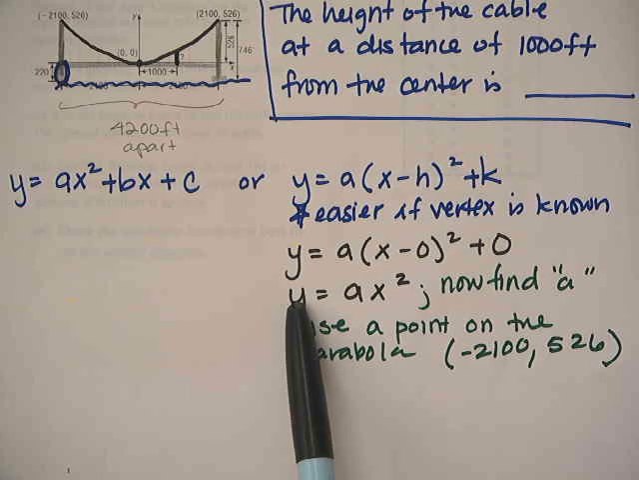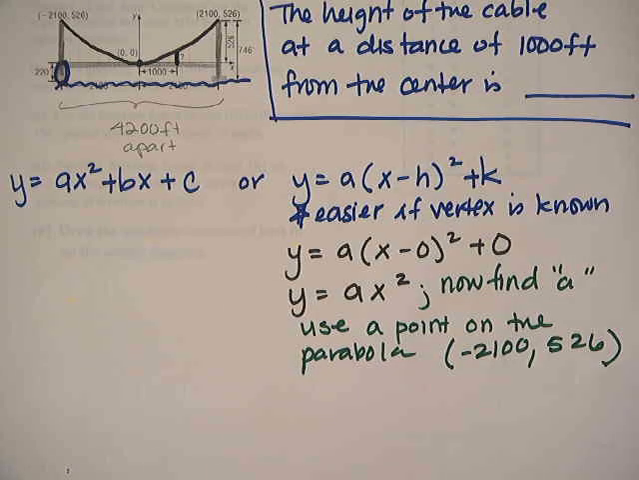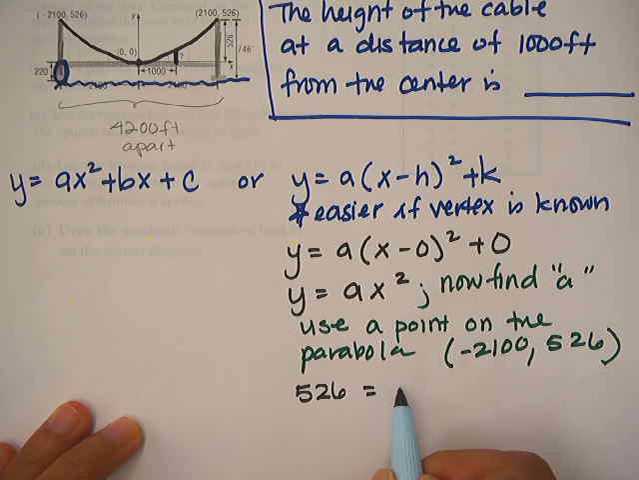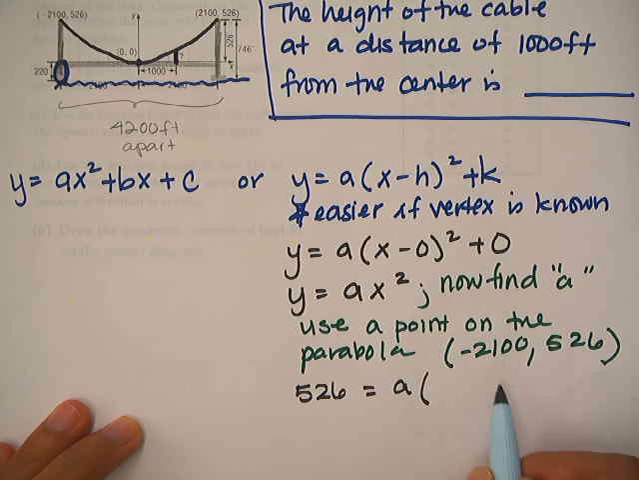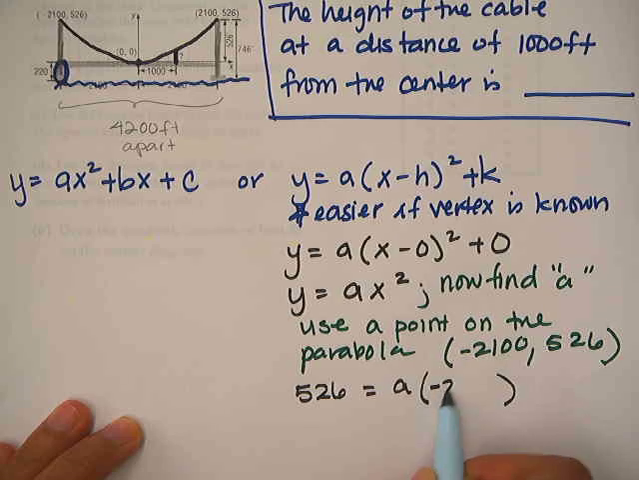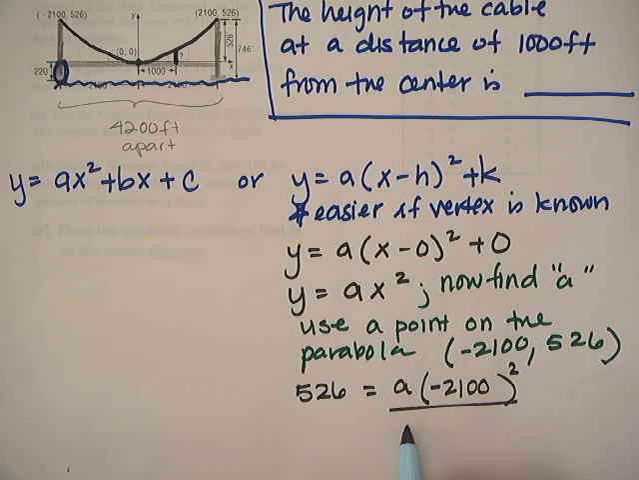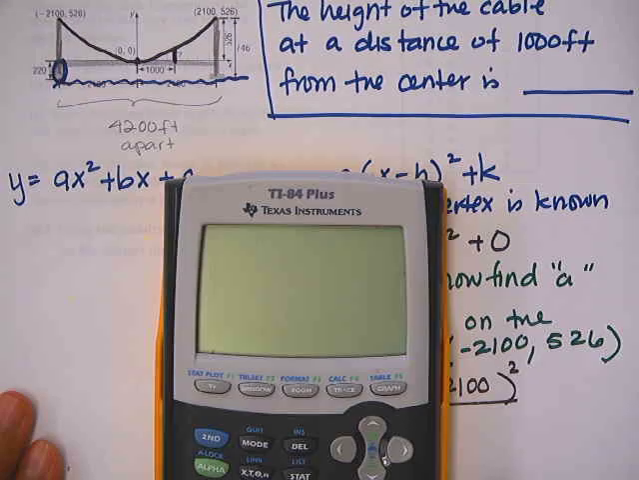Every time I see a y, I'm going to put in 526. So 526 equals a. I'm trying to find a. Every time I see an x, I'm going to put in negative 2100. And then because this is x squared, we need to square that. Well, a negative number squared is going to give me positive anyway. So I'm going to divide both sides by, let's see, what's 2100 squared?